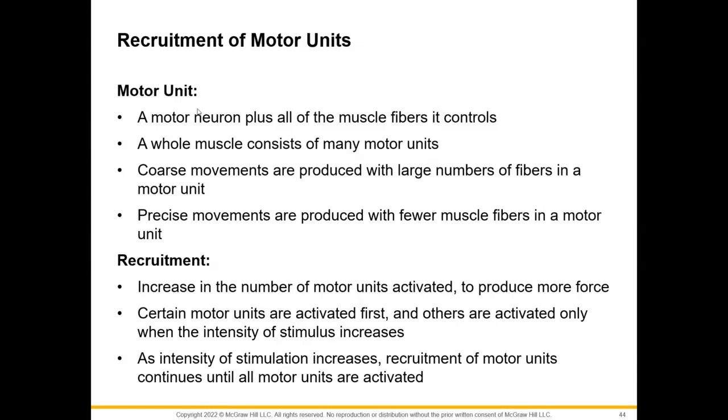like if you're writing or you're picking something up with your finger. Okay, recruitment, this is an increase in the number of motor units that are activated to produce more force. Certain motor units are activated first, and then others are activated only when the intensity of the stimulus increases, so when you need more motor units. As the intensity of a stimulation increases, recruitment of motor units continues until all the motor units are activated.